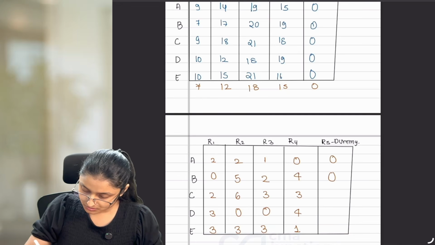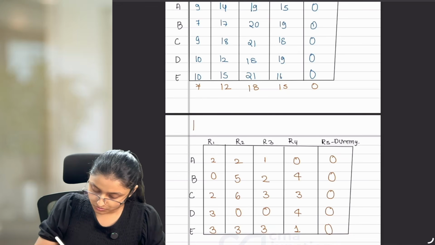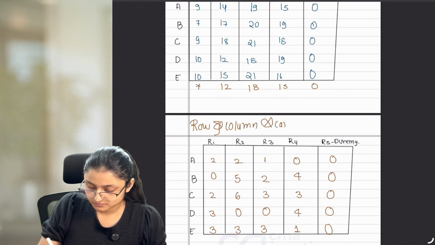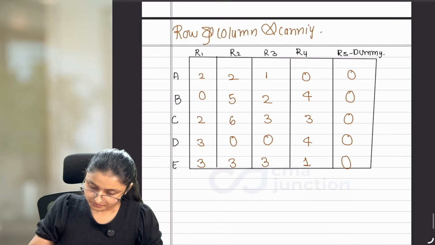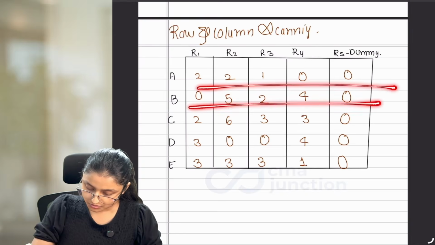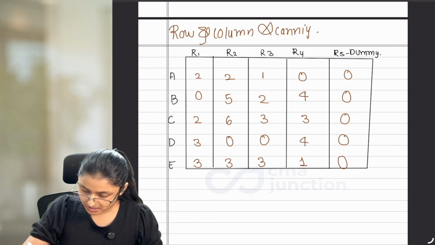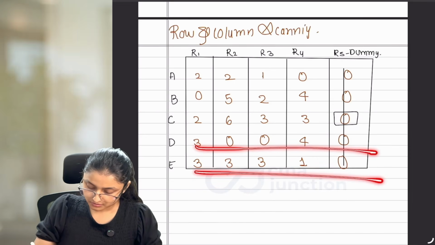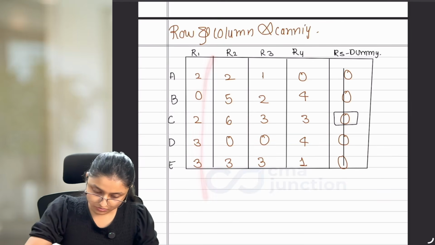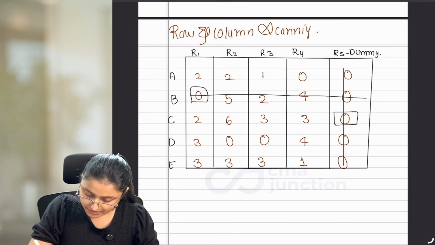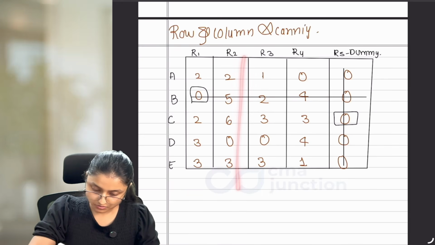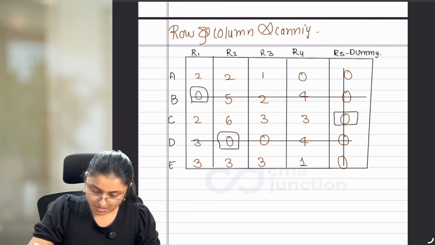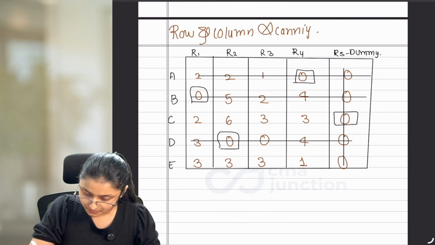Next, 0, 0, 0, 0, 0. We'll do row and column scanning here. So, this row has 2 zeros, skip. 2 zeros, skip. 1 zero, mark and cut the column. Next, 2 zeros, skip, no zeros, skip, 1 zero, mark, and as we are doing column scanning, cut the row. 1 zero, mark and cut the row. Next, 1 zero, mark and cut the row. Done.